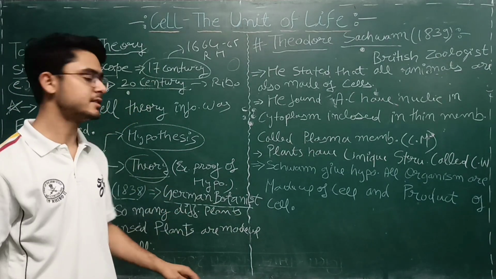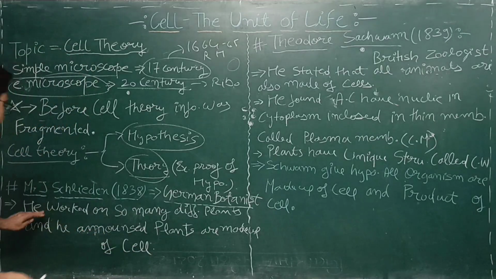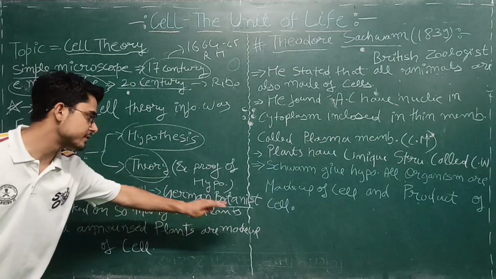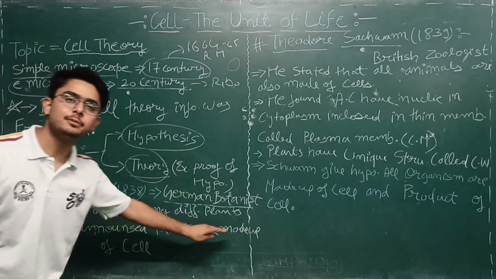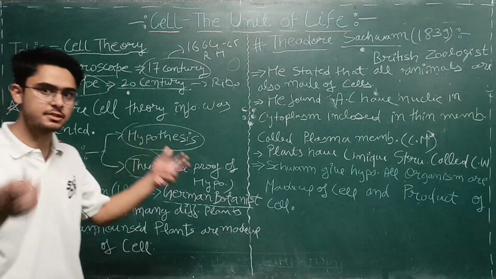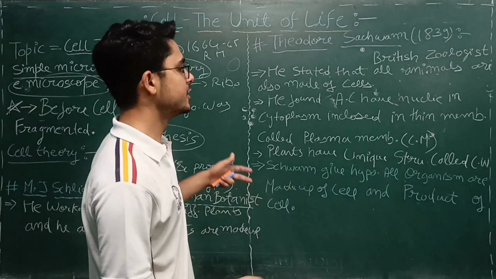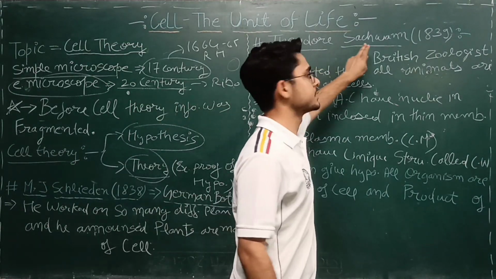He worked on so many different plants, and he announced that plants are made up of cells. So this is how the cell was named, with their experiments and different observations. Then comes Rudolf Swan.